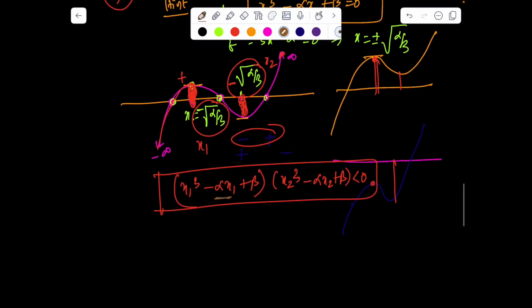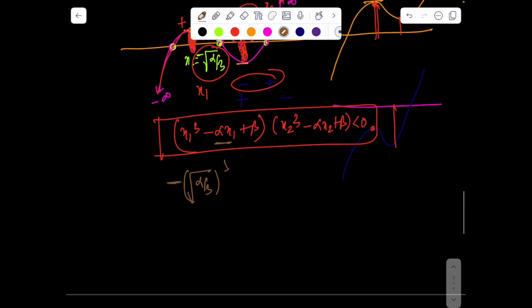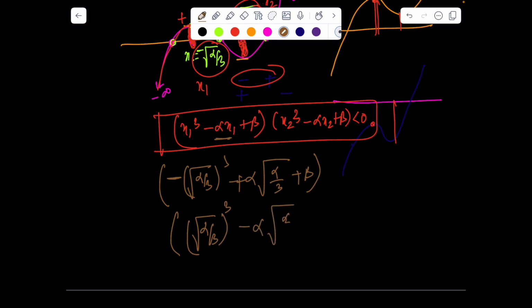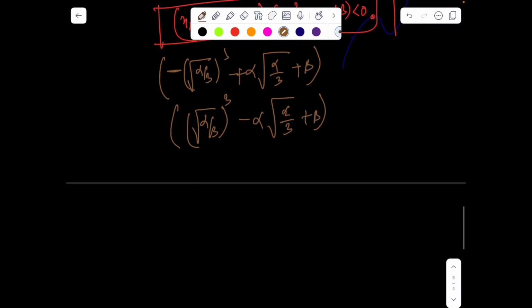This x1 cube, if I keep it, what value comes? Minus root alpha by 3 whole cube, so minus times alpha into, that will become plus alpha root alpha by 3 plus beta. Another quantity is root alpha by 3 whole cube minus alpha times root alpha by 3 and plus beta. So this product should be less than 0, right?